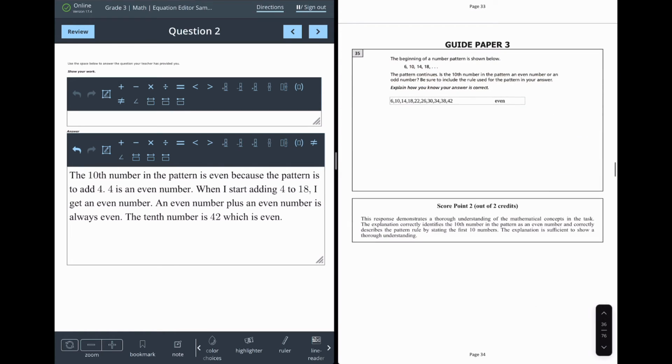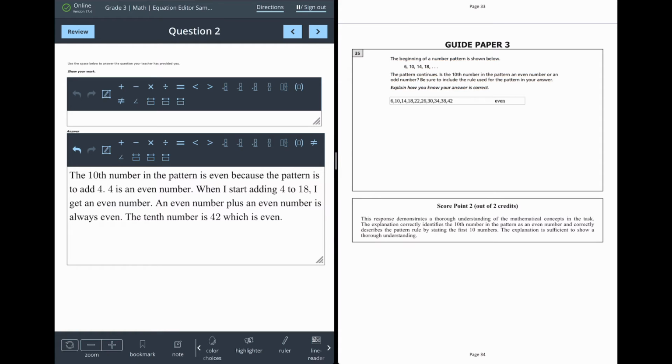Even this kid gets full credit. He just finishes the pattern and just says even. Gets full credit because he answered the question and he's giving us reasons why with his pattern. That's his work. So again, remember, you have paper. You don't have to copy everything that's on the paper in here.